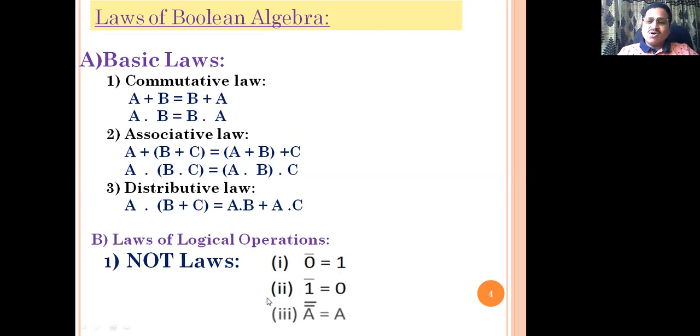The third one is now an important one. Double inversion of A will be the same number A. That means suppose A is 1, its 1 bar will be 0. Again one more bar becomes 1 again. So double complement or double inversion of a number equals the same number, called the NOT law.